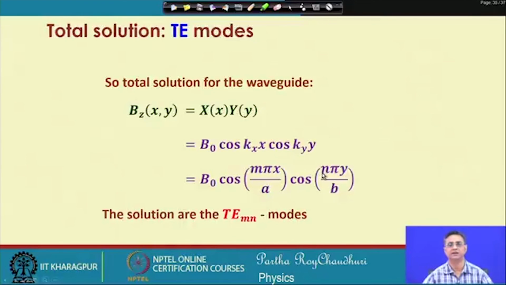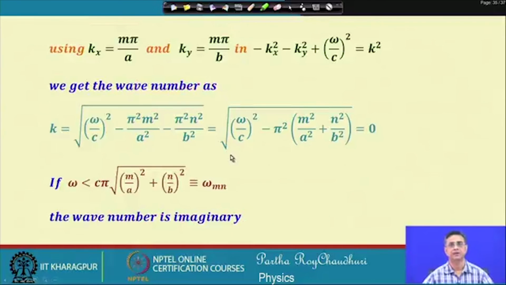So, m and n are integers, and the combination of the m and n values will give you all possible modes. For example, m equal to 1, n equal to 1, m equal to 1, n equal to 2. So, you get all the TE m n modes: 1 2, 2 2, 2 3, etc. These are the various modes which can be found simply by plotting this function as a function of x and y. Using this condition, once again we can look at the dispersion relation and the cutoff conditions.